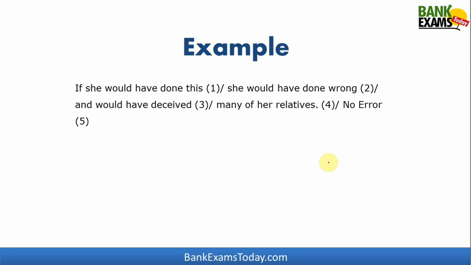And the last is no error. Now we have a condition here. If she would have done this, she would have done wrong. Now this is the condition. It should be like, if she had done this.